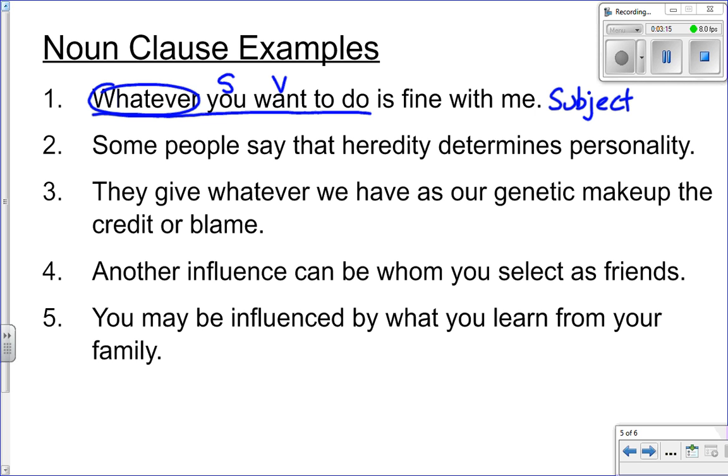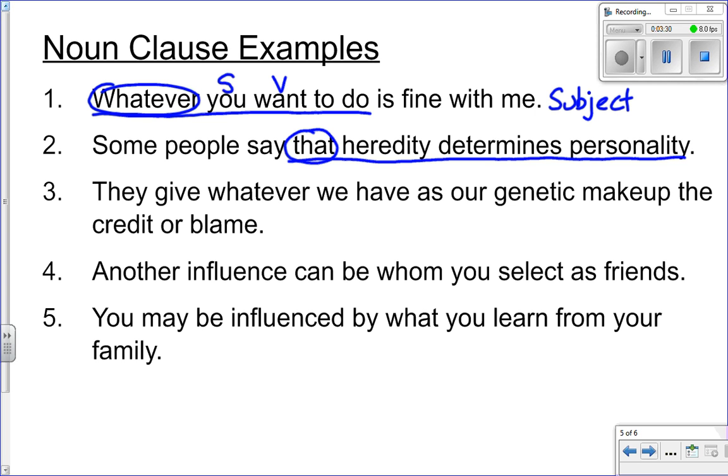In number two, some people say that heredity determines personality. I see the word that, which is a signal that I have a subordinate clause. That heredity determines personality. I'm going to continue all the way until I hit the punctuation at the end.